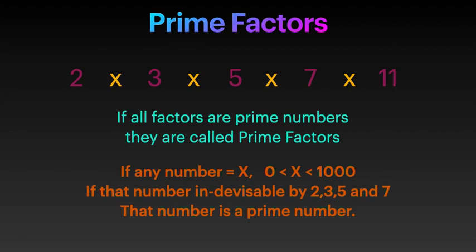Here you go, some hot points. If you want to find out whether some number is a prime number or not, you can check whether it is divisible by 2, 3, 5 and 7. If any number is indivisible by those numbers, that is a prime number.